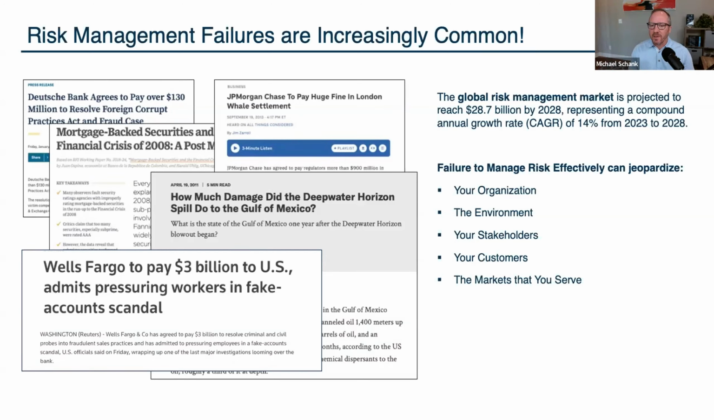failures. And I just wanted to set the context that spending on risk management is expected to reach $28 billion globally, and that represents a 14% growth rate. So it is a big topic for a lot of organizations. And really failure to be effective in risk management can jeopardize a lot of things from your organization, the environment we live in, your stakeholders, your customers, and then the markets you serve. So I think it's hugely important, and you guys have probably seen headlines similar to any of these.